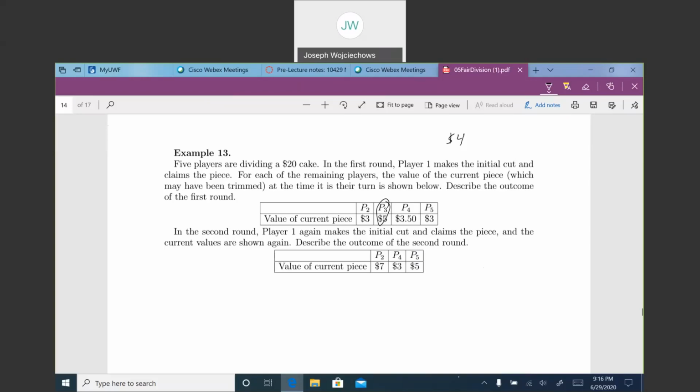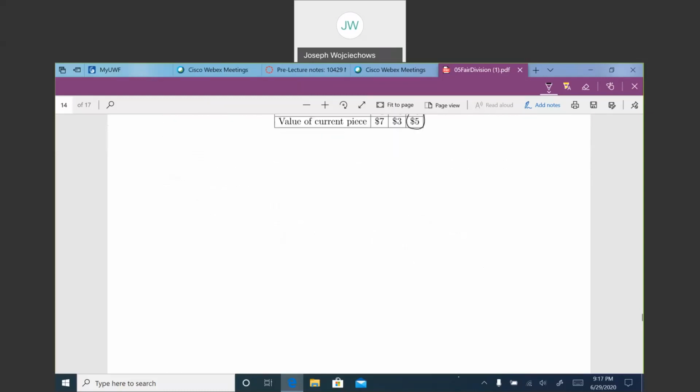So in the second round, player 1 again makes the initial cut and claims the piece. Current values are shown below. Describe the outcome of this round. Okay, so player 1 cuts it. Player 2 says, dang, that's worth $7. That's bigger than the one before. So he slices a little bit off, which brings it to player 4, who says, that's crap, that's only worth $3. He passes, and player 5 says, hey, $5 worth of cake. I'll take it. Cuts a little bit, and it's his. Again, probably a little bit more than $4 worth in their eye. And that's how that works.